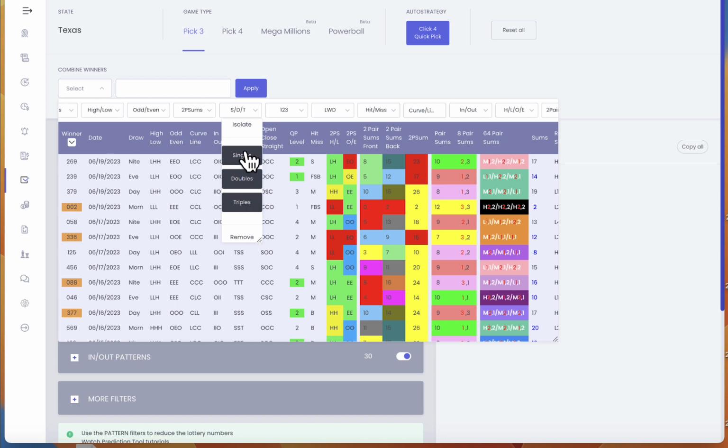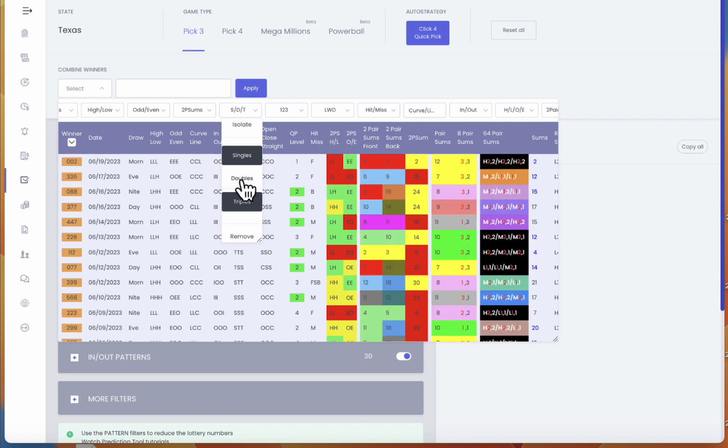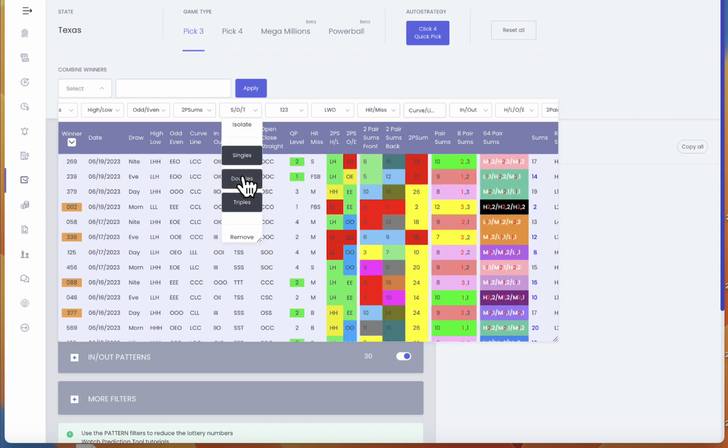So what you had at first was isolate, right? You can isolate singles, doubles, or triples, and then the hit and miss chart will now change to refer to that. For example, if you isolated doubles, this will change to refer to isolated doubles. So three past winners will dictate the pairs that will determine if you get a front, back, or split win next.